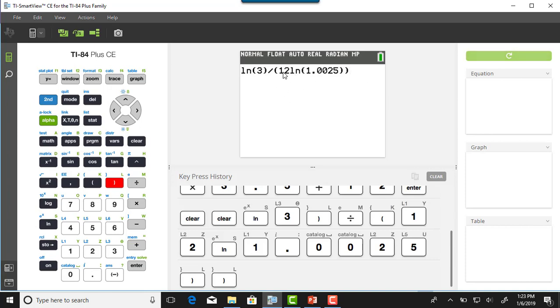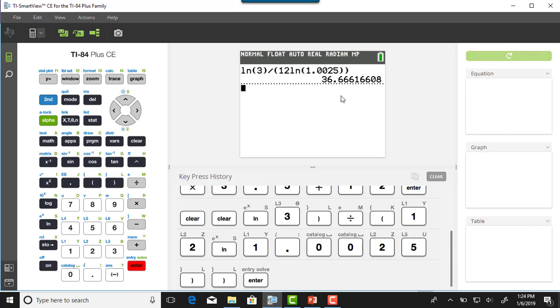So what your calculator is going to do is find what 12 ln of 1.0025 is, and then whatever that value is, it's going to do ln of 3 divided by that entire value. So be very, very careful if you're using a scientific calculator or another kind of calculator. You may have to do it in steps. You may have to figure out what natural log of 1.0025 is, then multiply that by 12, and then do ln of 3 divided by that whole thing. That's one of the advantages of a graphing calculator, is you can use parentheses and different things. And there are different models of calculators that allow you to do that as well. So just be very, very careful about that.